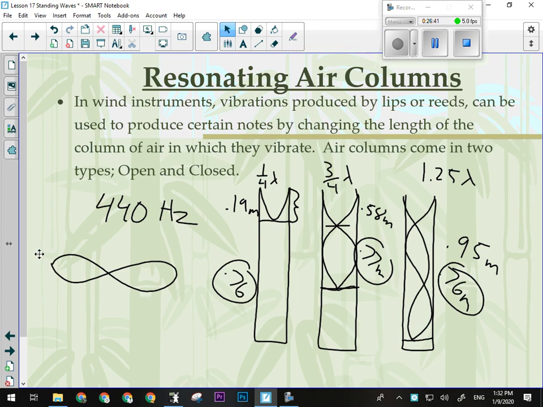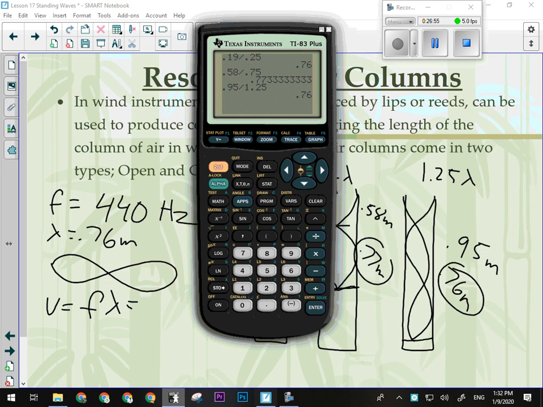We got that twice, okay? So if my wavelength, this is my frequency. My wavelength is 0.76 meters, then the speed of sound can be calculated by simply going f times lambda. All right. So, 0.76 times 440. Okay, so I'm getting 334 meters per second.